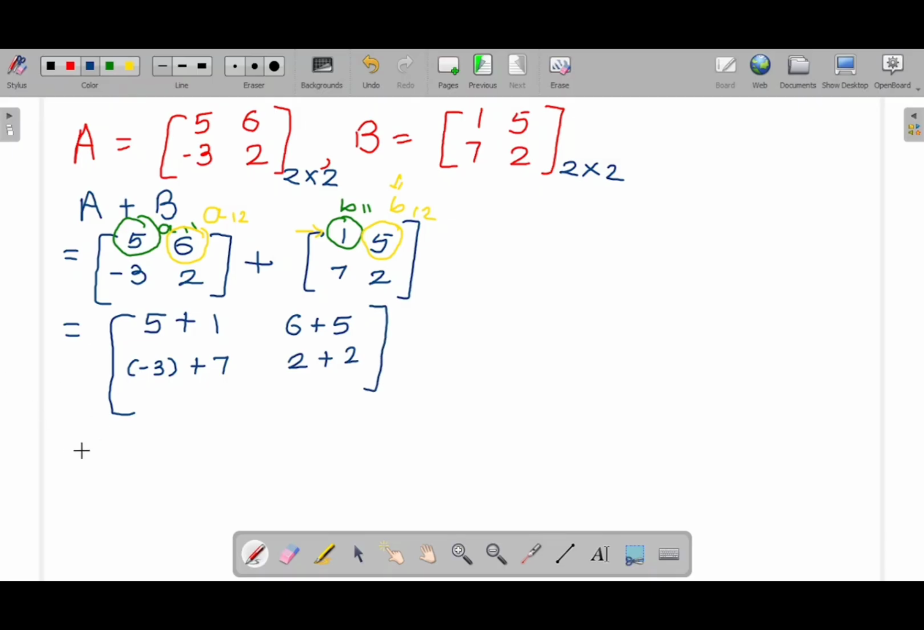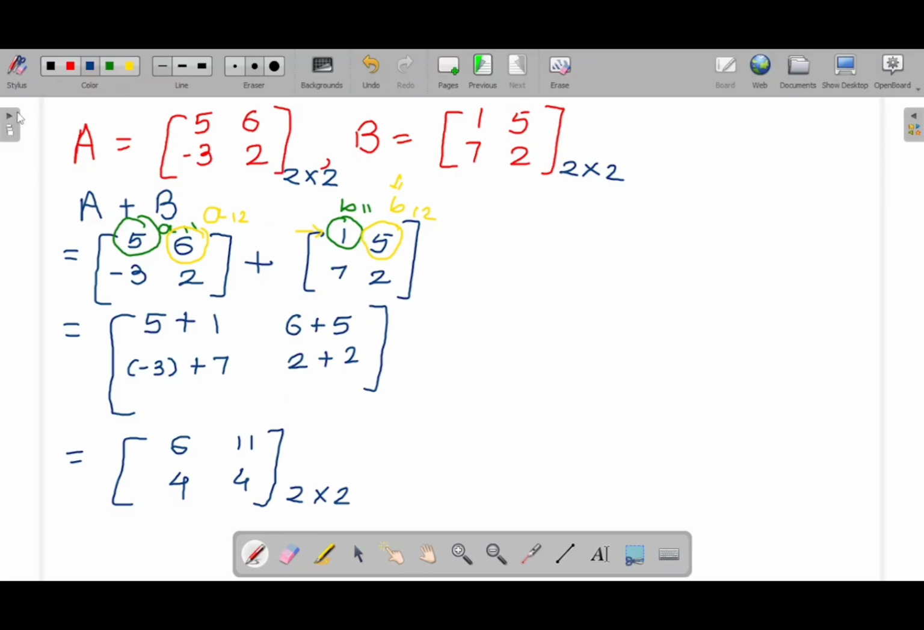So this is the addition. Now if I add them, 5 plus 1 is 6, 6 plus 5 is 11, minus 3 plus 7 is 4, and 2 plus 2 is also 4. So this is my resultant matrix. You can also check the order of this resultant matrix. It is also 2 by 2, with 2 rows and 2 columns. So the order of matrix A is 2 by 2, the order of matrix B is also 2 by 2, and hence the resultant matrix of A plus B is also 2 by 2.